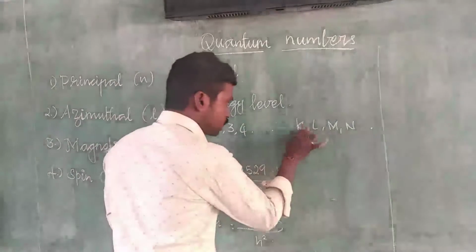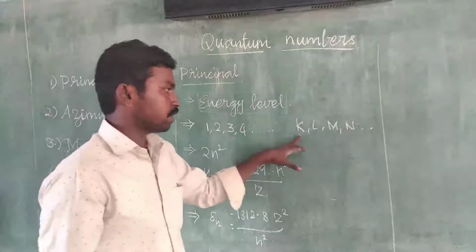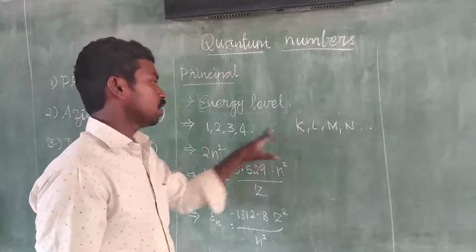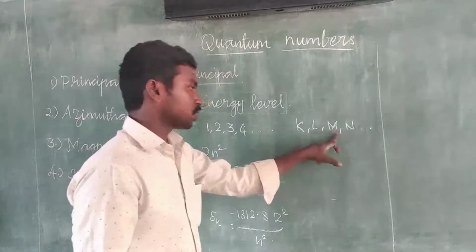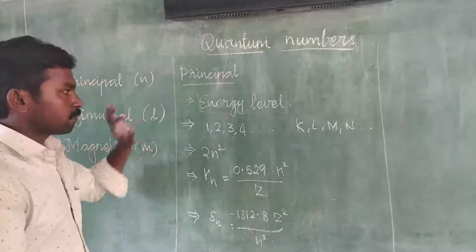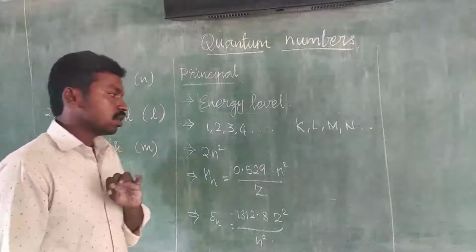Also, the shells are designated by various symbols. The first energy level is the K shell, the second energy level is the L shell, the third energy level is the M shell, the fourth is the N shell, and so on. So, from the principal quantum number, we can find out the orbit in which the electron is present.